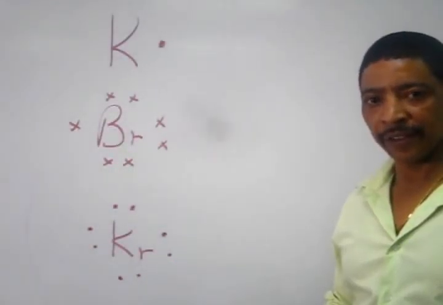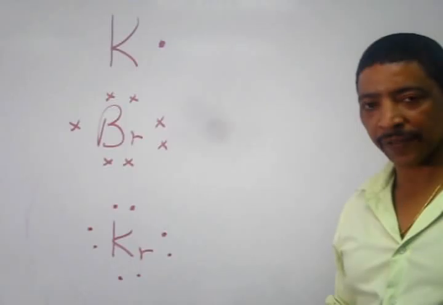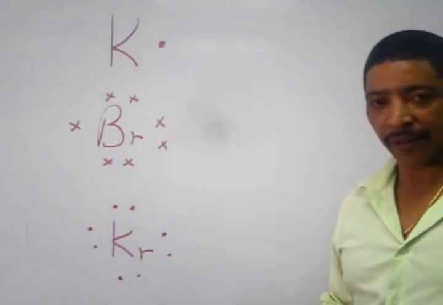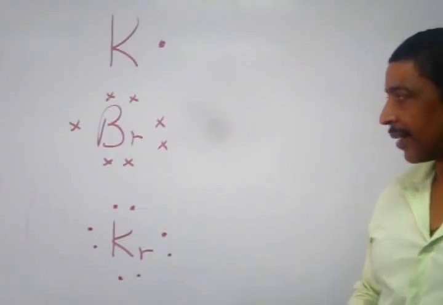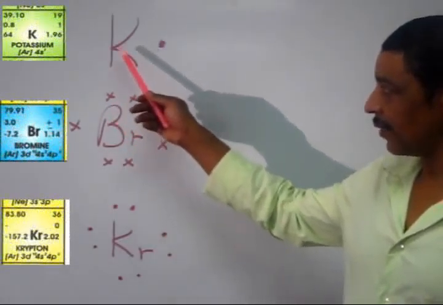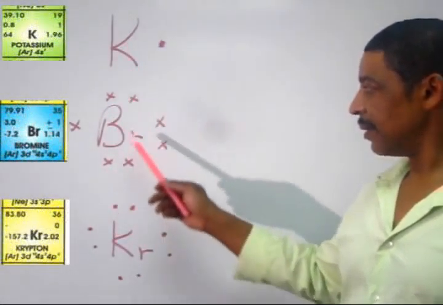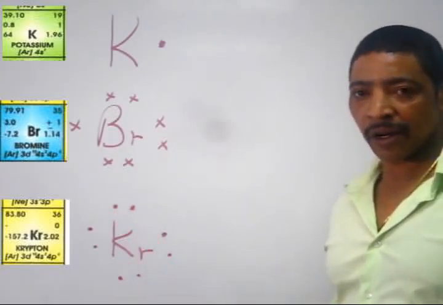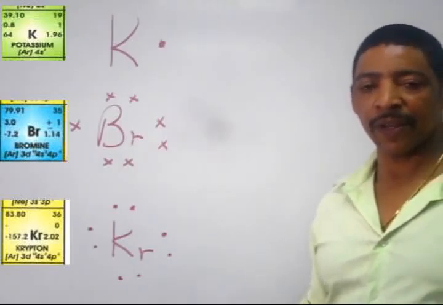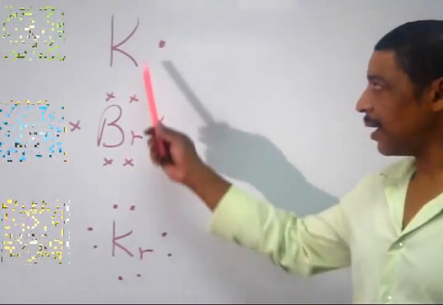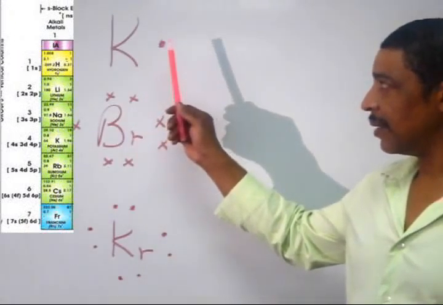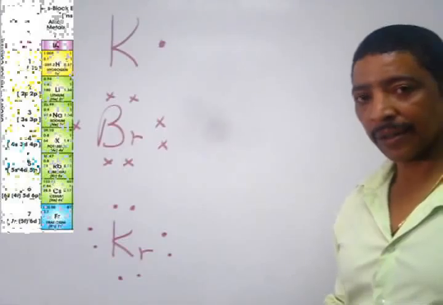A much less detailed way to illustrate the structure of an atom is by using a Lewis structure, or a dot diagram. To write a dot diagram, simply write the symbol of the element. In this case, K for potassium, Br for bromine, or Kr for krypton. And then simply indicate the number of valence electrons. K is located in group 1, therefore K possesses 1 valence electron.